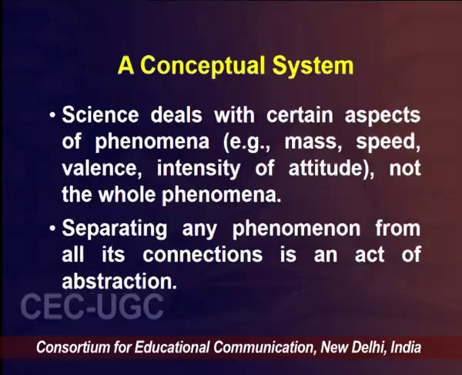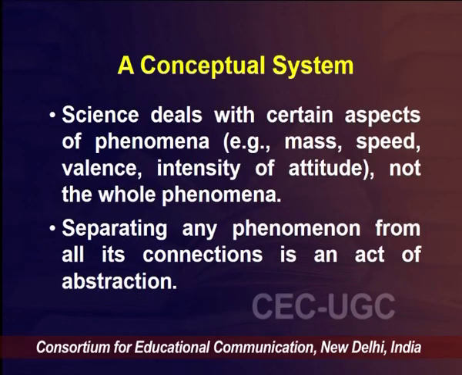So, in sociology as such, we are not studying the entire society. We would study one part of it, one institution, like kinship or marriage, and therefore, we would be focusing on that reality which we are trying to study. Now, in that sense, every science builds a conceptual system, and conceptual systems are basically those abstract terms which we are going to use in order to explain or develop a theory. So, a conceptual system implies that science deals with certain aspects of phenomena. In physics, we would be dealing with mass, speed, valence, intensity of attitude, and it is not studying the whole phenomena. So, separating any phenomena from all its connections is an act of abstraction.